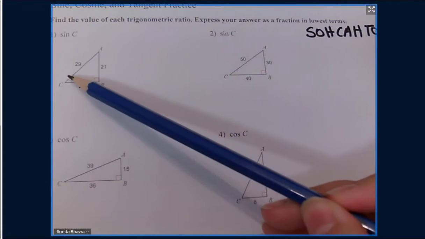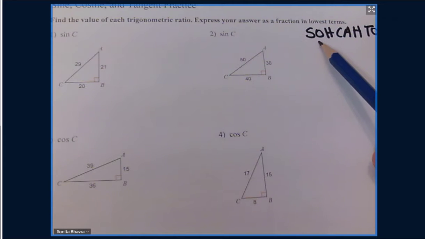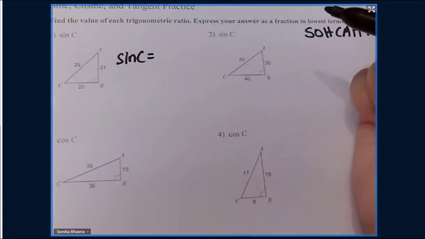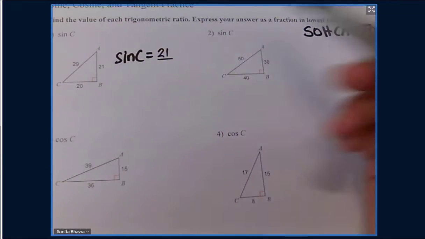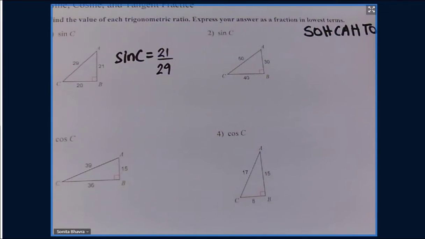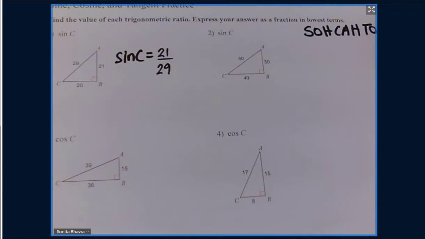Here is C, that's our angle C. So pertaining to that, because it says sine C, we're going to look at our opposite and our hypotenuse to make our ratio. So sine of C is equal to opposite, which is 21, and hypotenuse is this one here, which is 29. So we're going to leave that as sine C equals 21 over 29. It does say express your answer as a fraction in lowest terms. This cannot be reduced any further, so our answer is just 21 over 29.